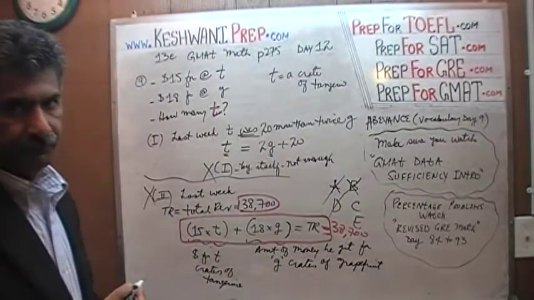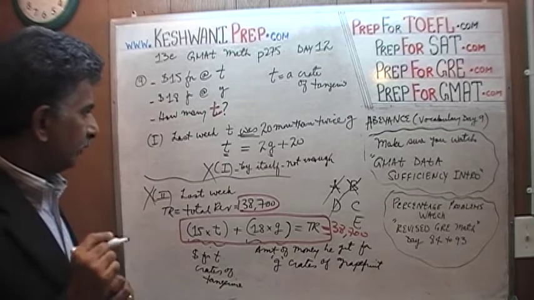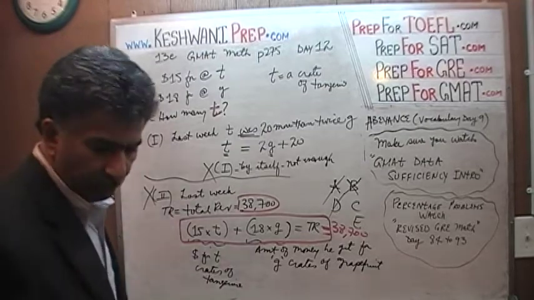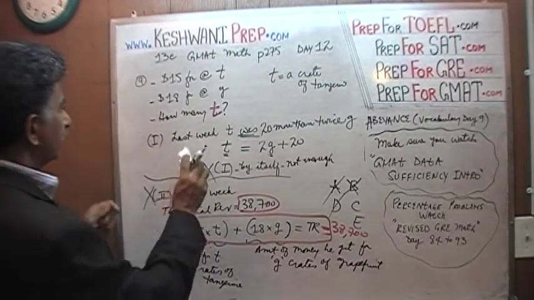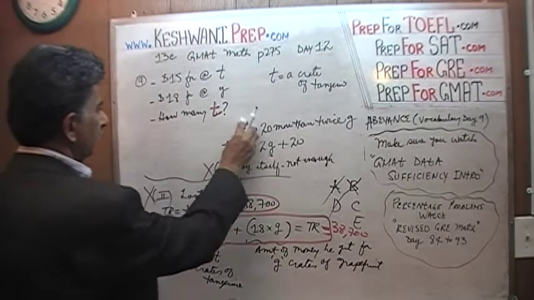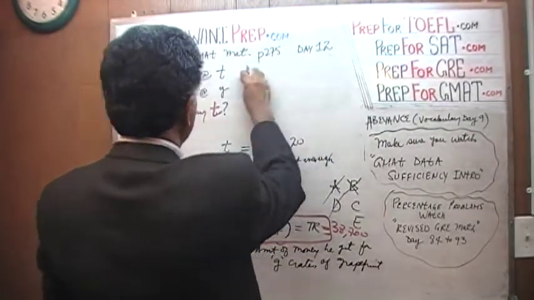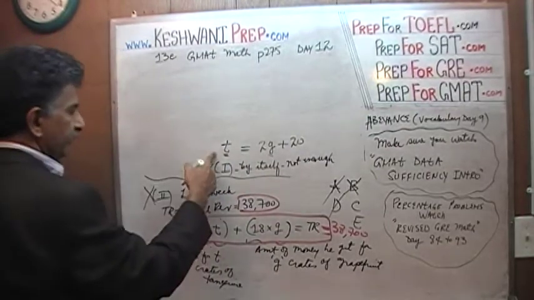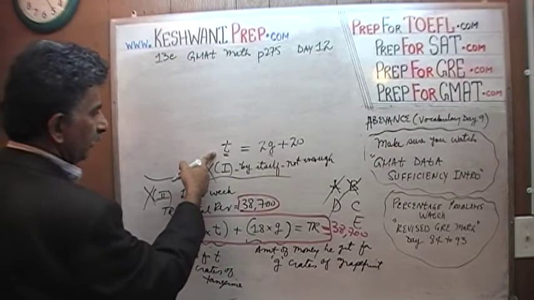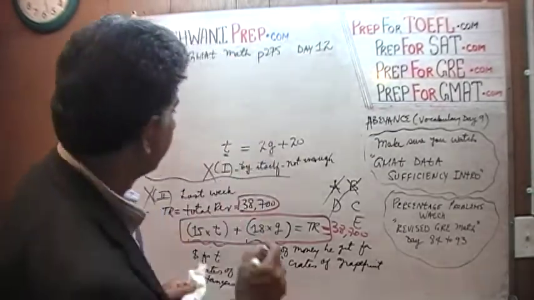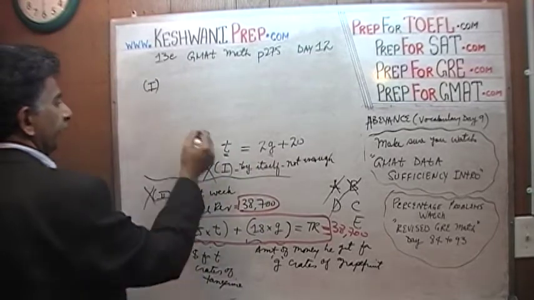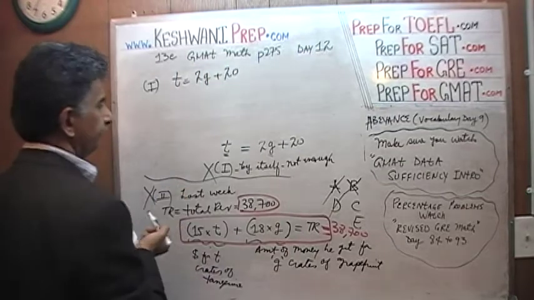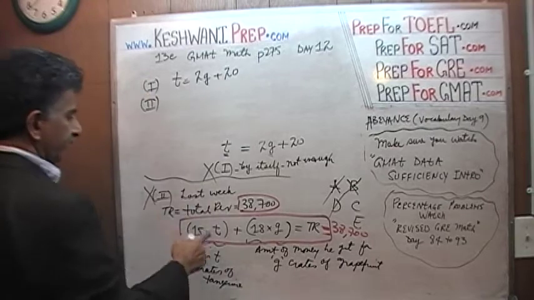Let's put them together. Now here's the prickly part. When we put them together, let's put down the 2 equations separately up here. I'm going to erase all of this because we need the room. So here's our first equation, which came from the first statement: T equals 2G plus 20.